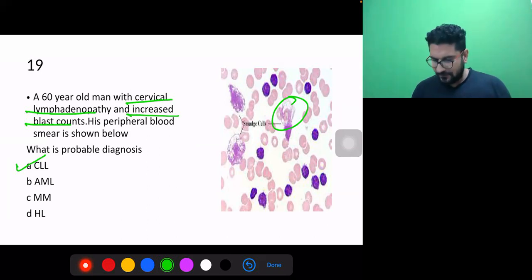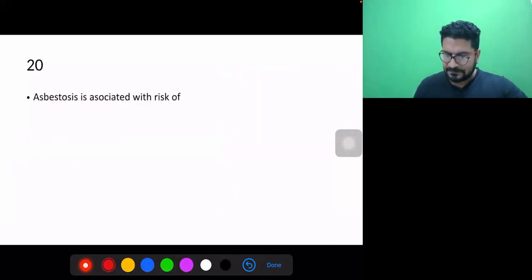Just understand this. I told you CLL is generally seen after 60 years of age. So age is a first hint even in any clinical case. So remember, focus on the age. Focus on the image. Focus on the age. Okay, then this was a tricky question again.